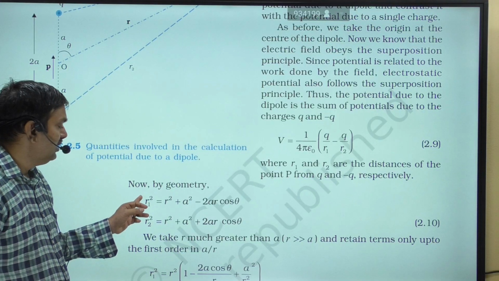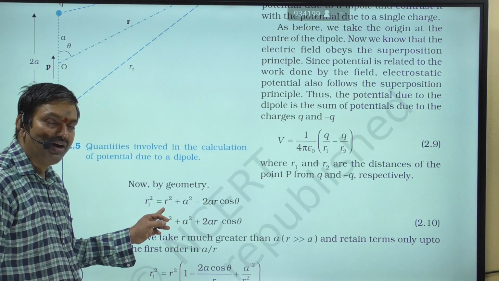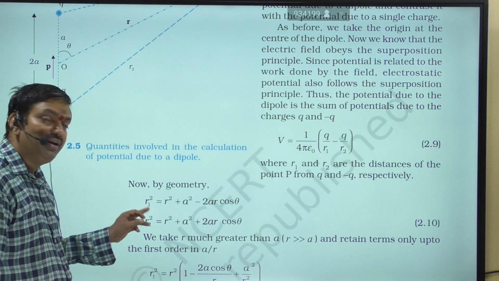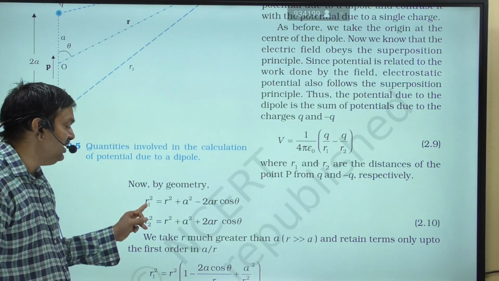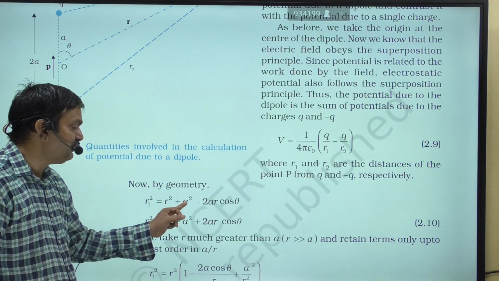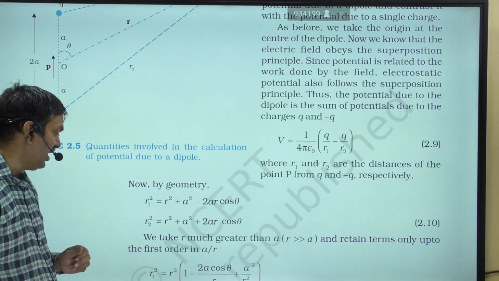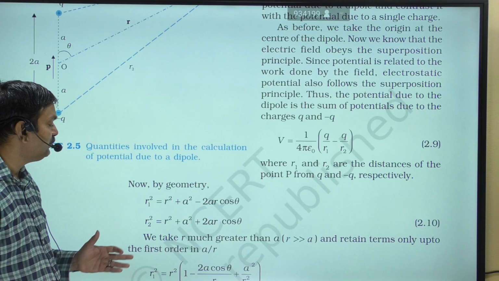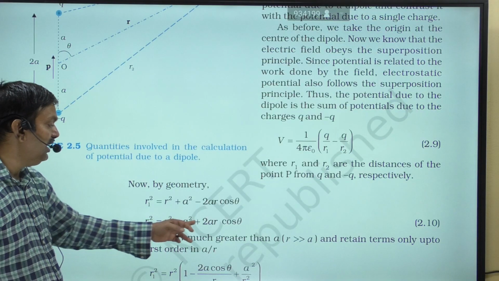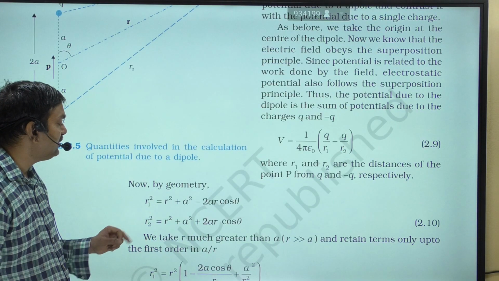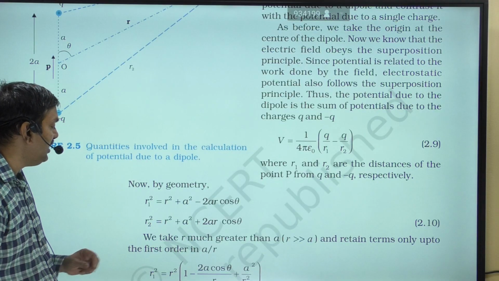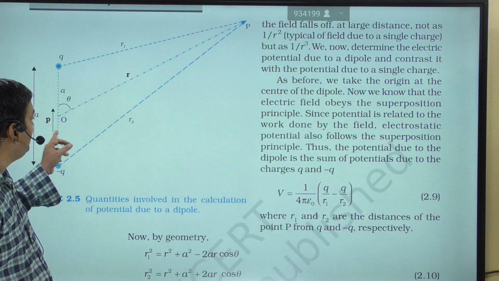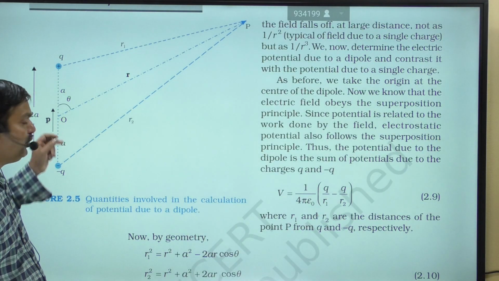you see here c square is equal to what? If A, B, C are the sides of the triangle, then one of these sides squared, C square, is equal to A square plus B square minus 2AB cos theta. Like that, when you apply geometry for both the triangles, you get R1 square and R2 square, which differ. One is R square plus A square minus 2A cos theta, because this angle is acute and this particular angle is obtuse, fine.